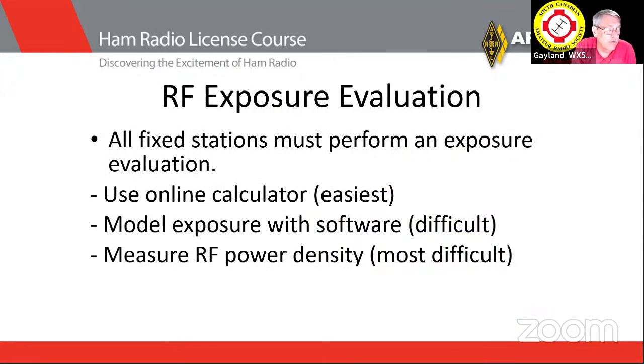One of the things that you as a ham are required to do is an evaluation of your exposure to RF.